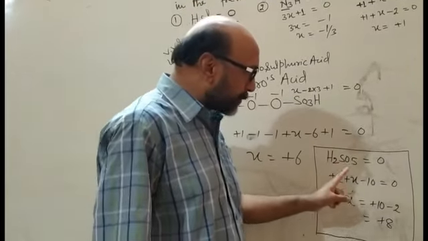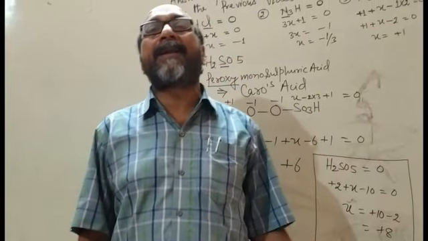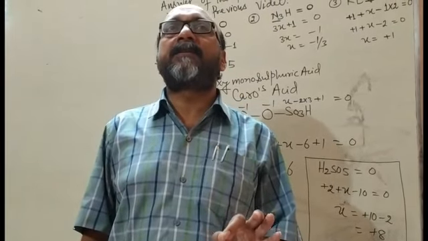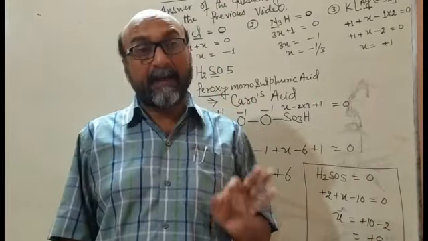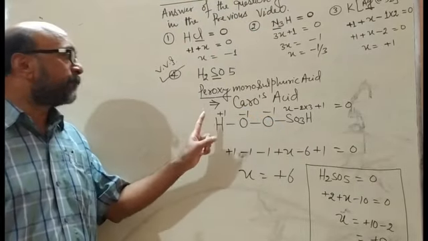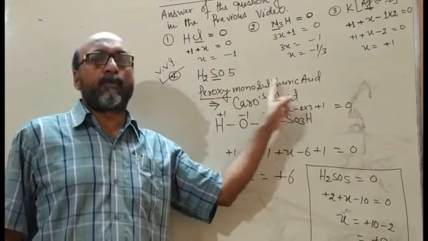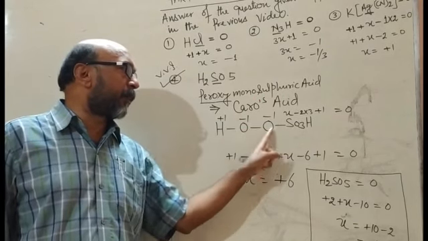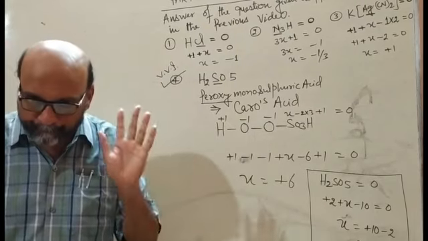The group number of sulfur is 6 and the oxidation state we have calculated is 8, which indicates the oxidation state of sulfur we have calculated is wrong. It means there is some mistake. What is that mistake? That we can correct by knowing the structure of this compound. Peroxy monosulfuric acid has one peroxide bond and one sulfonic group. Clear?